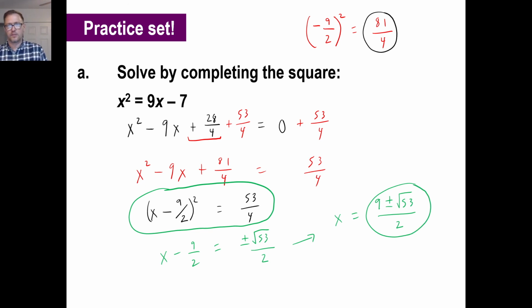That is completing the square. And if you're confused about anything, go back and take a look at it again, and hope that went well. Thanks, guys.